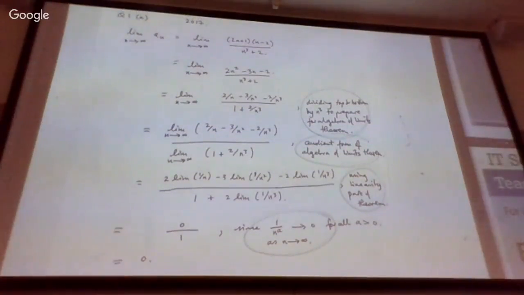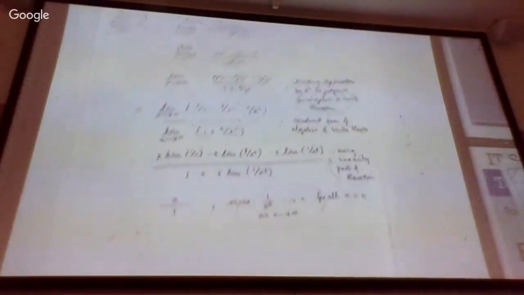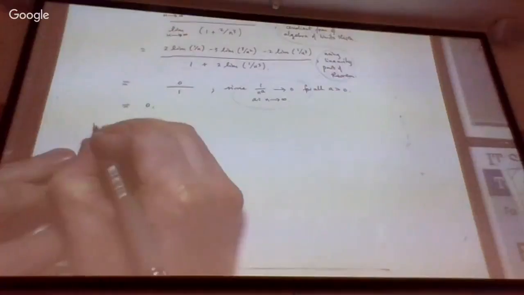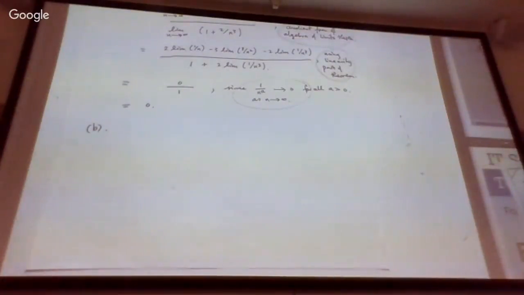Okay, so that's our question 1A. Part B then is an application to a series. Look at part B here.